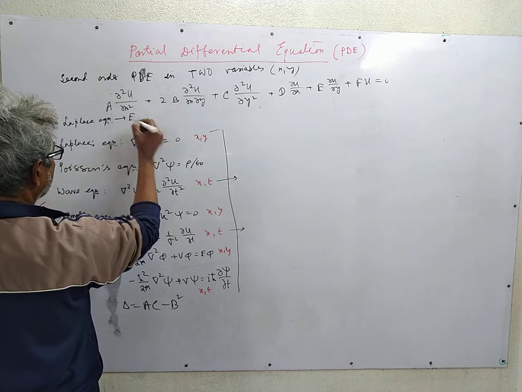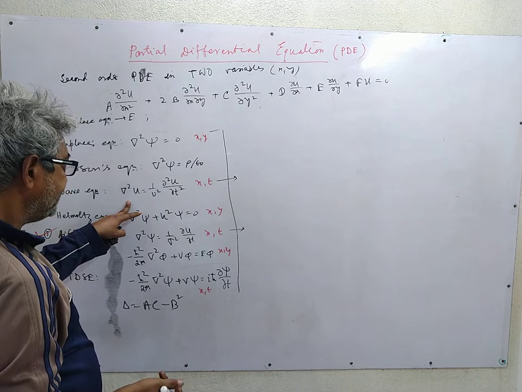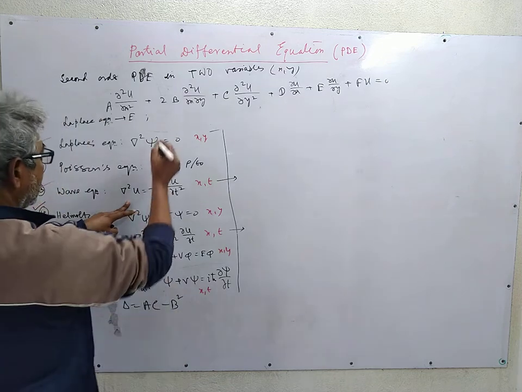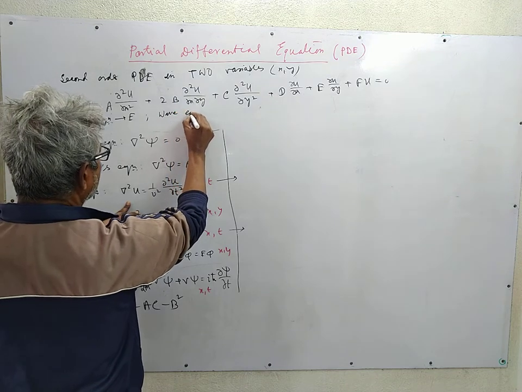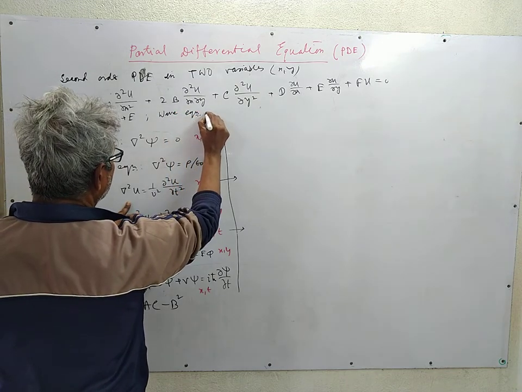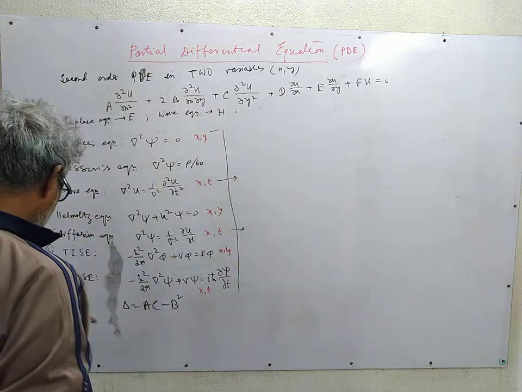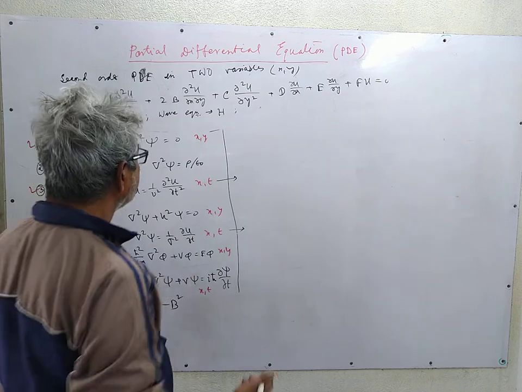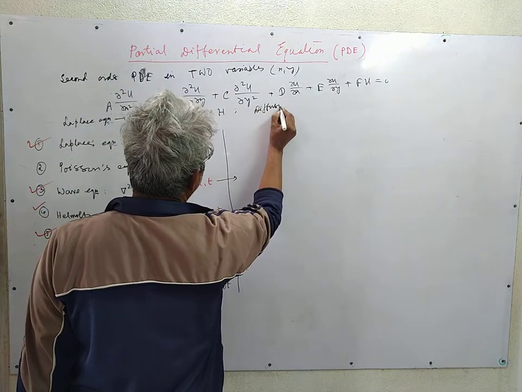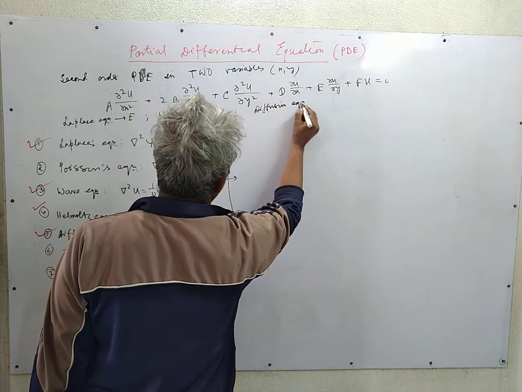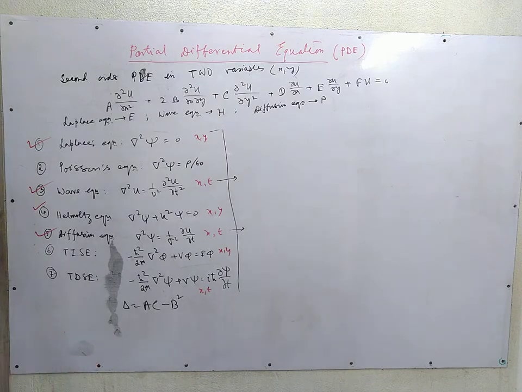Elliptic, then this equation is hyperbolic, wave equation is hyperbolic, and we consider the diffusion equation to be parabolic. That is what we have done.